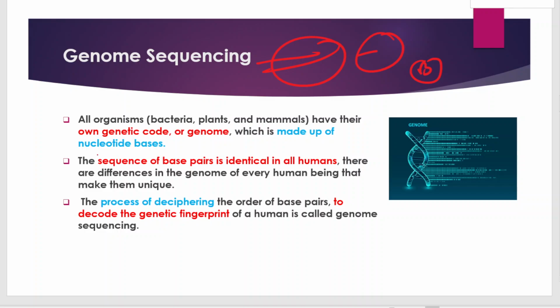The sequence of base pairs is largely identical in all human beings, but there are differences in the genome of every human being, and that's why every human being is different, because the DNA comes from whom? The parents. And your parents and my parents are different based on the genetic information, so that's why there is diversity. Diversity is actually because of differences in some of the information of DNA, not all but some. The process of deciphering the order of base pairs to decode the genetic fingerprint of a human is called genome sequencing. Hope you understood.